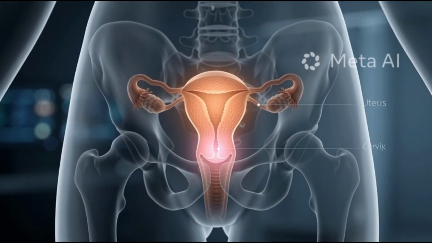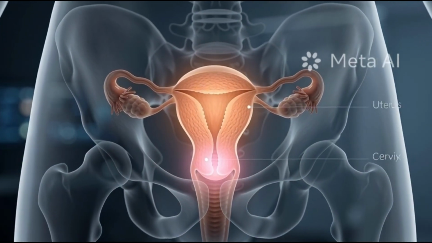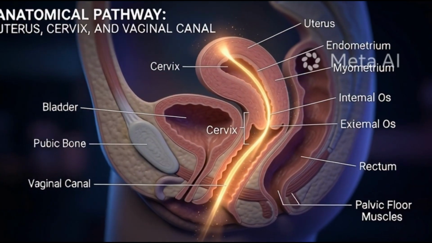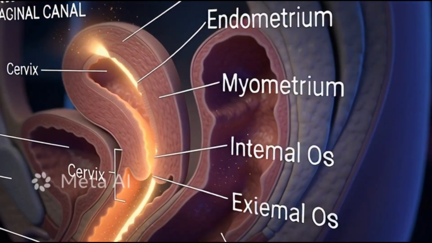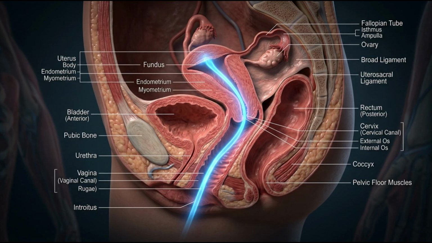Part 1. What is the cervix? The cervix is the lower narrow part of the uterus. It connects the uterus to the vagina. Think of it like a gateway between the outside world and the uterus.